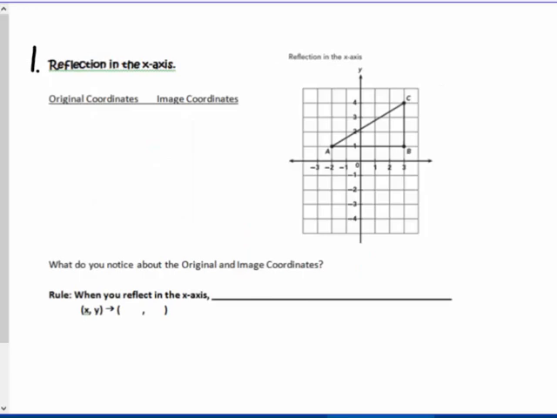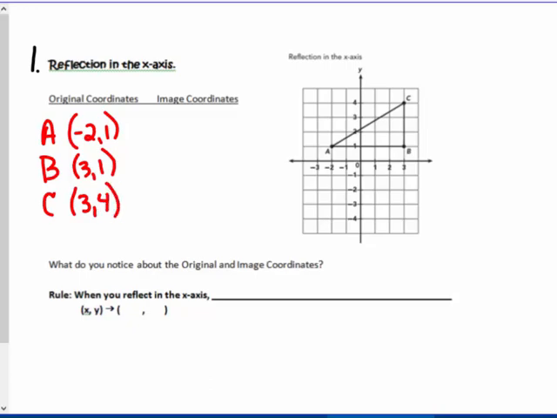Number one, the reflection in the x-axis. The original coordinates, so A, we're going to call A is negative 2, 1, as you can see there. B, on the coordinate axis there, is 3, 1. And C is 3, 4. We're going to reflect it over the x-axis. So here's my line of symmetry, the x-axis here.